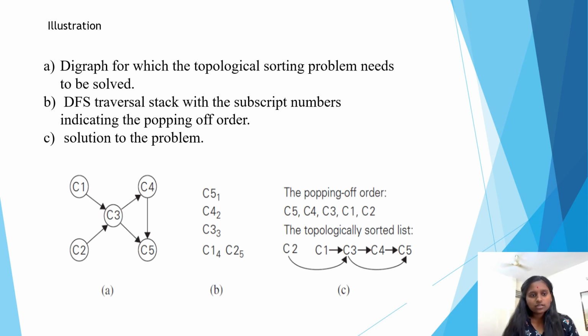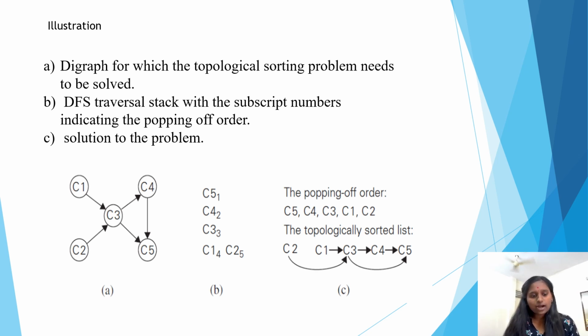To illustrate the DFS algorithm in topological sort, we will see an example. Here, this is the problem. This is figure 1, figure 2, figure 3. The first figure tells us the diagram for which the topological sorting problem needs to be solved. The second figure tells us the DFS traversal stack with the subscript numbers indicating the popping order. And the third one is the solution for this problem.